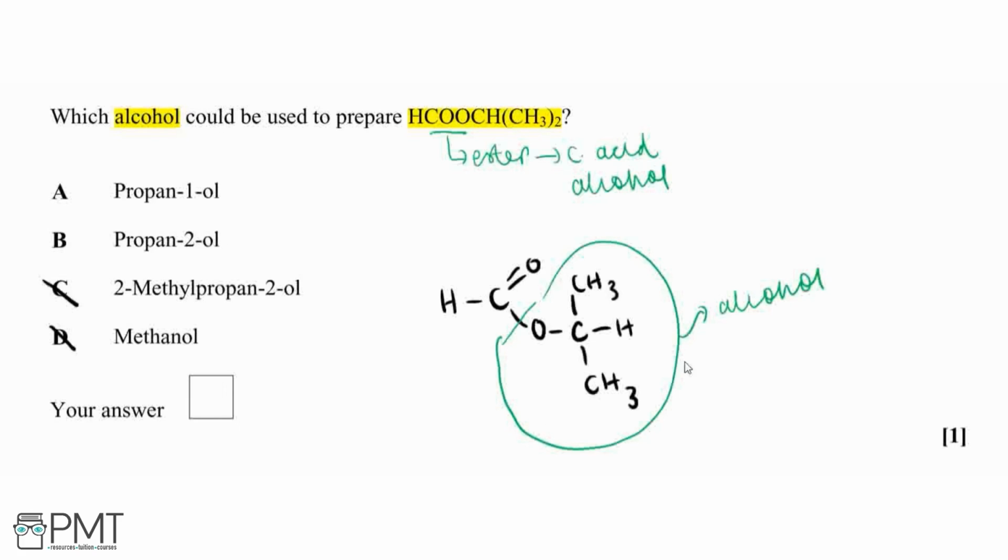Now we can see in our structure that this O is bonded to carbon number 2 in the chain. Therefore, originally, this alcohol would have been propan-2-ol. It would have looked a bit like this here, with our OH on carbon number 2, like so. So our answer is B, propan-2-ol.